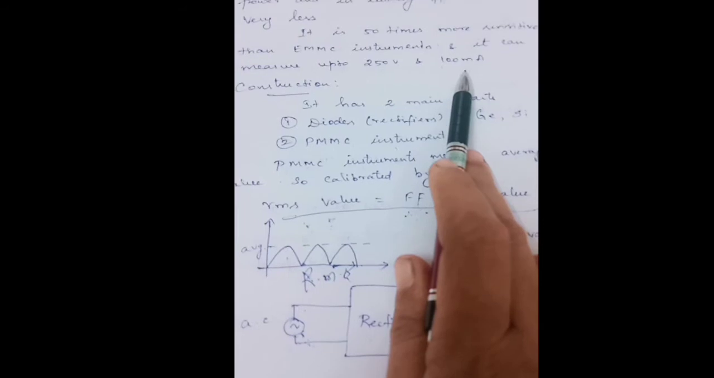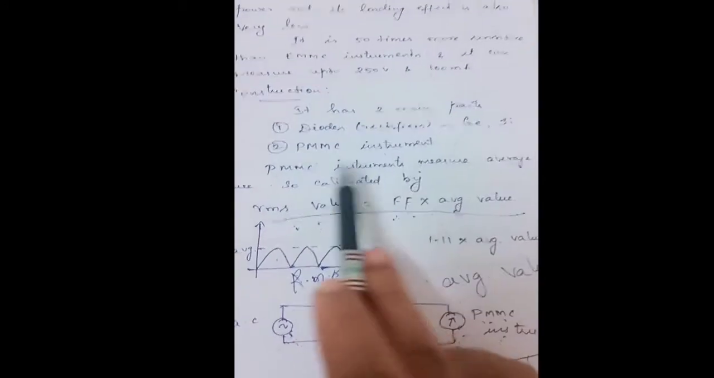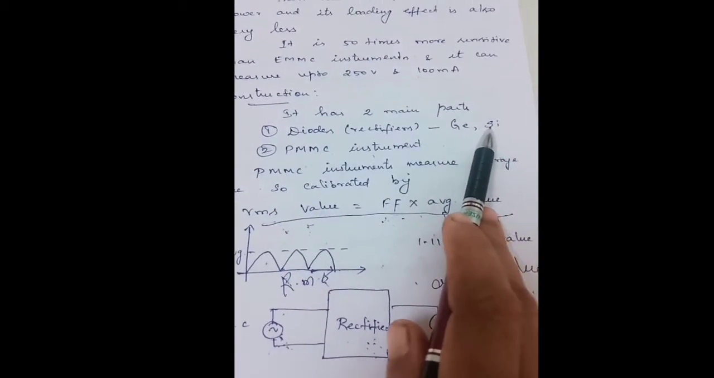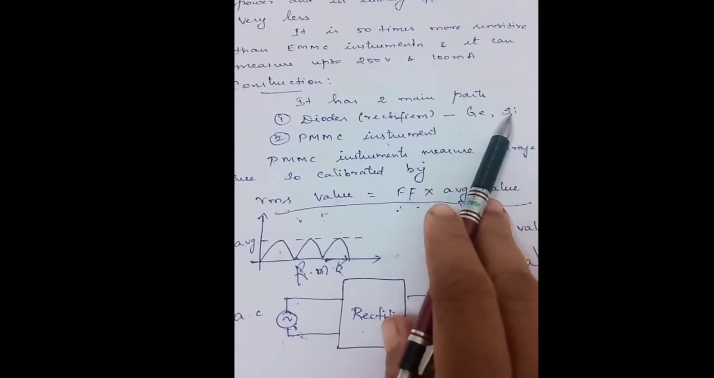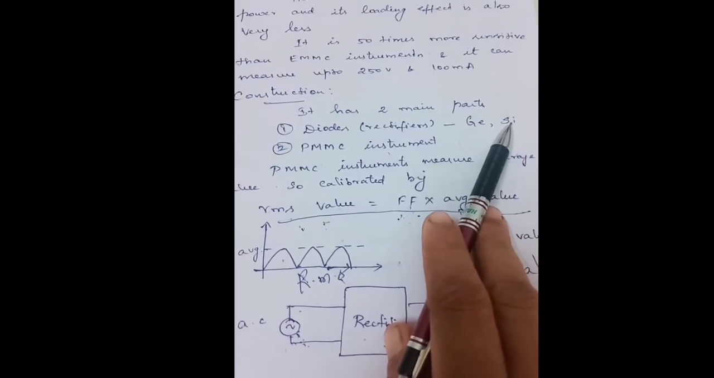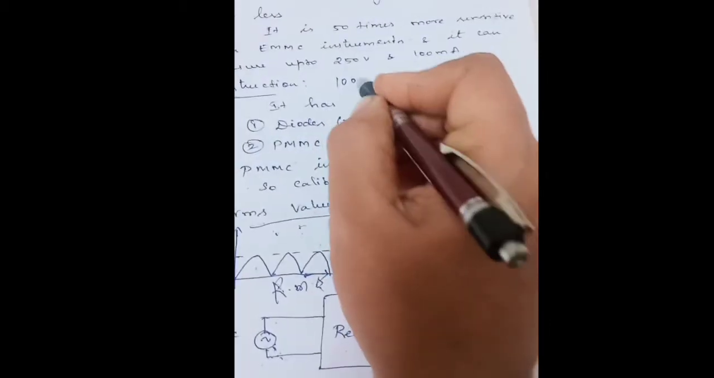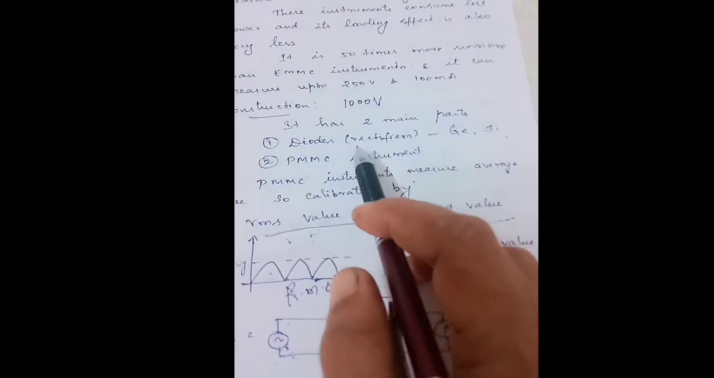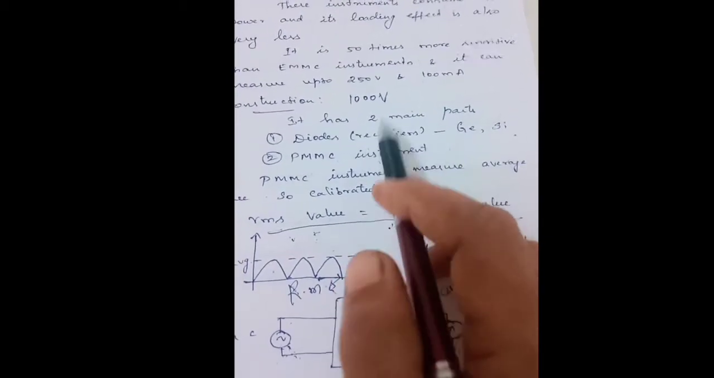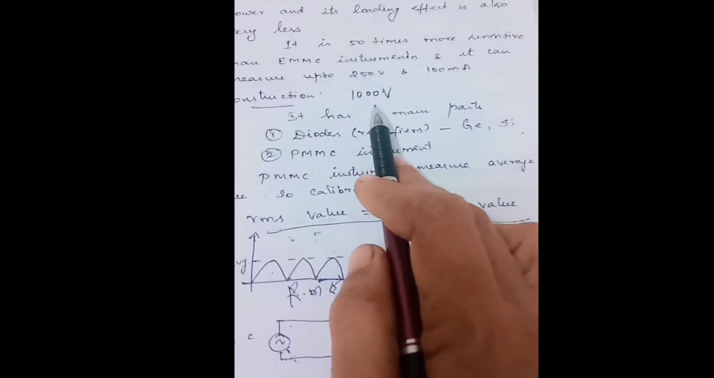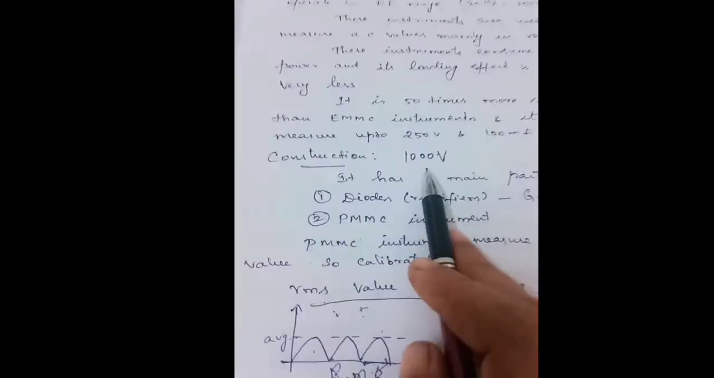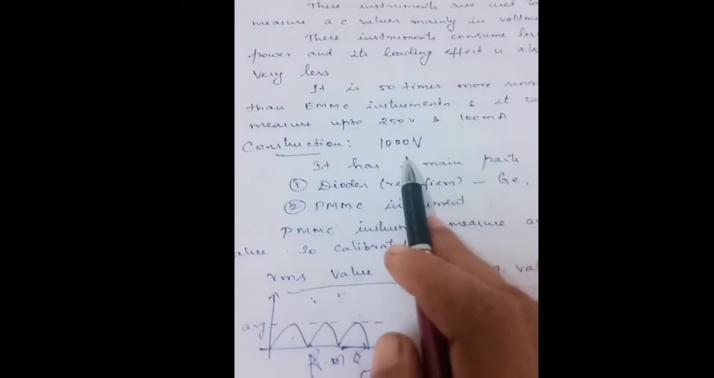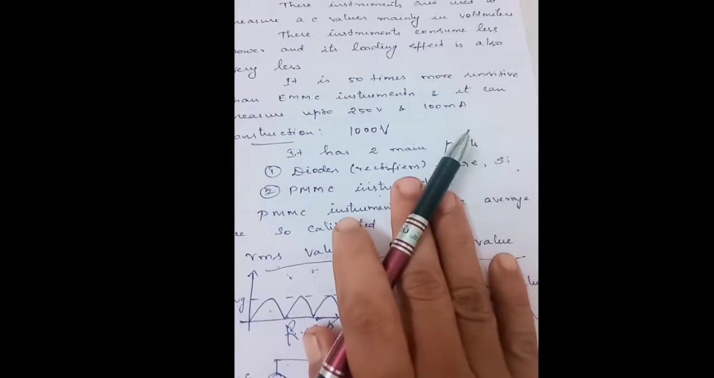So this is the measurement range of any rectifier type instrument. When we make use of a low current silicon diode as the rectifying unit, we can even measure voltages up to 1000 volts. So this is about the introduction part.